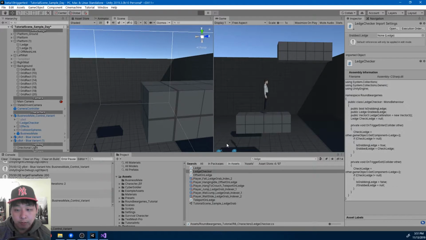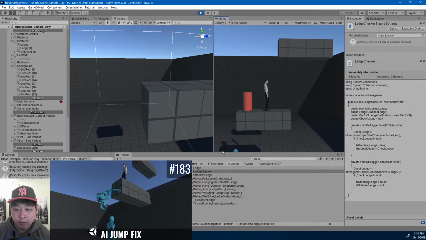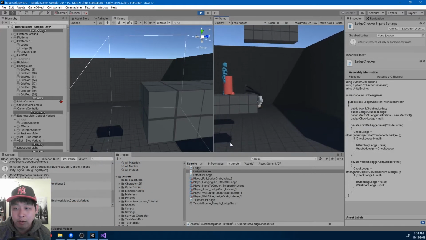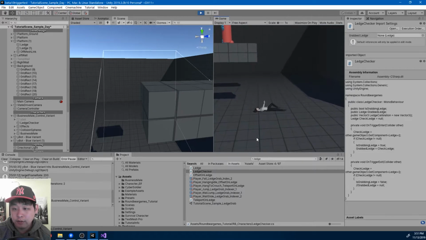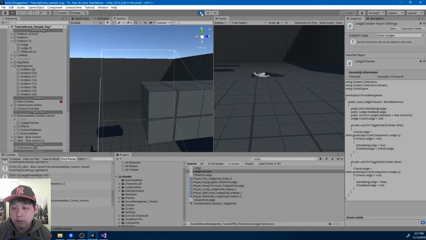This is a scene from one of my previous videos, video number 183. I haven't changed anything other than upgrading to Unity 2019.3 beta. And as you can see, the attack register is working fine.